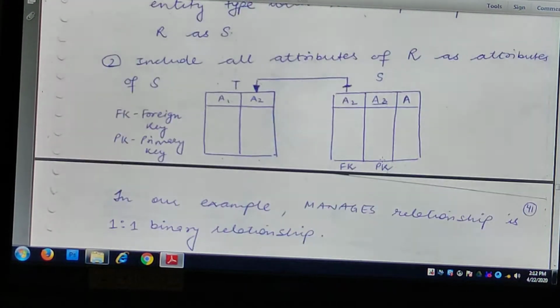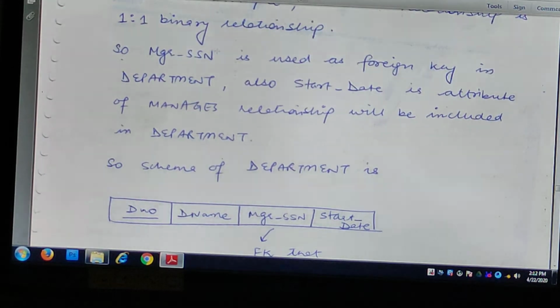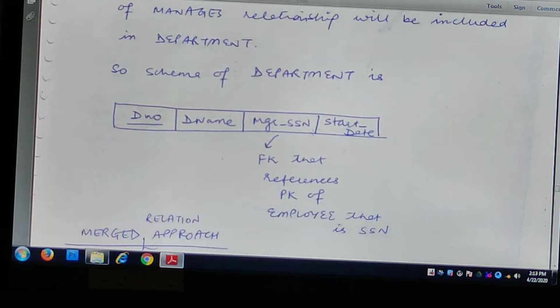So this is what is written there, that we will be including manager SSN as foreign key in department table, and start date, that was the attribute of my relationship managers, it will also be included. So the schema of department table has changed to this. We have added 2 more attributes. Manager SSN is now the foreign key and the primary key which it is referencing is the SSN.